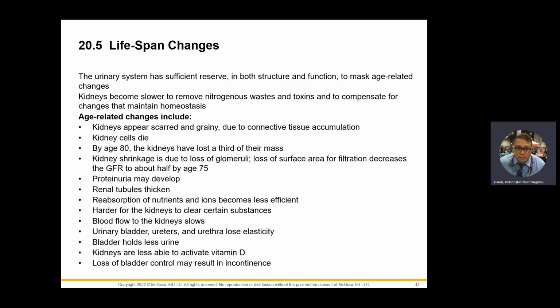Actually, there's a sliding scale for GFR in both urology, which is the study of what? Urine, and also internal medicine. So when I look at the GFR of different patients, especially above the age of 55, I got to calculate for what? They're older, their GFR shouldn't be that efficient. Tubules thicken, you could have proteinuria. So is it a good idea to kind of lay off the meat when you get older? Yup. Reabsorption of nutrients and ions become less efficient. Harder for the kidneys to clear certain substances, especially meds.